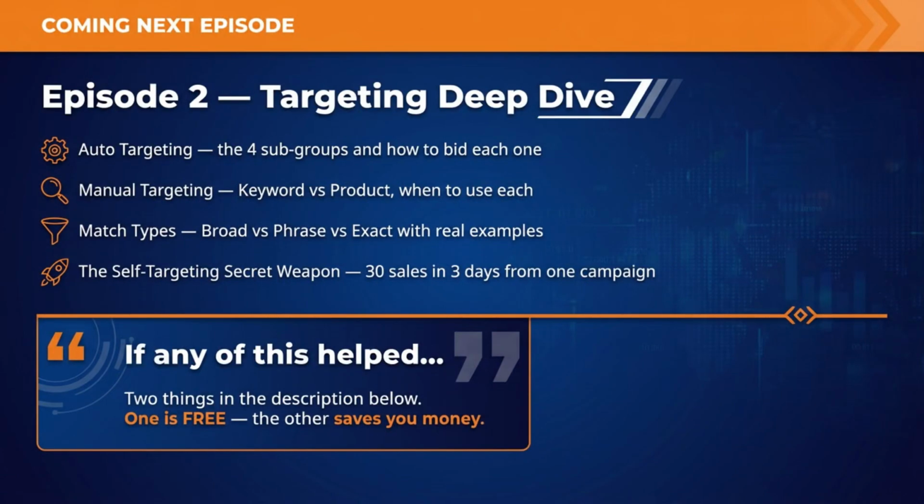Next episode, episode 2, we go deep on targeting. The full breakdown of Auto's 4 hidden subgroups. Manual targeting, keyword versus product. The 3 match types every seller has to understand. And I'll show you one campaign type almost nobody teaches. The self-targeting trick that drove 30 sales in 3 days on a client account.